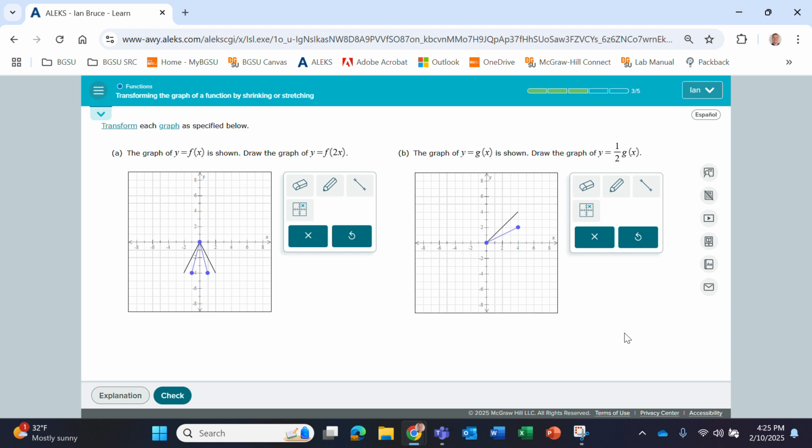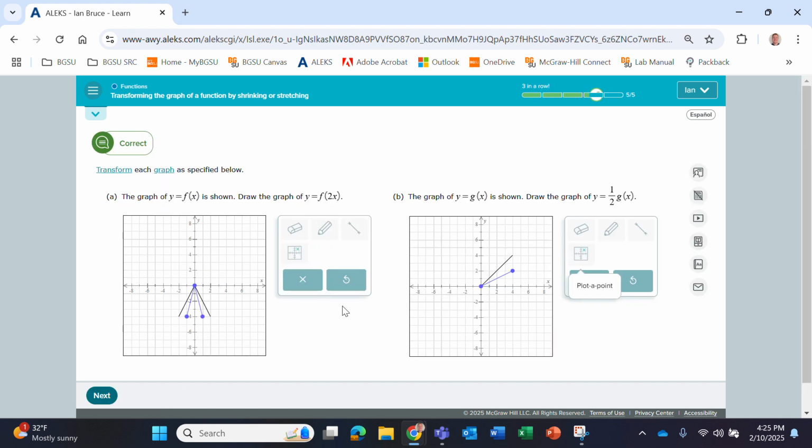Okay, once we have plotted our graphs, we can go ahead and check them. And we are correct.